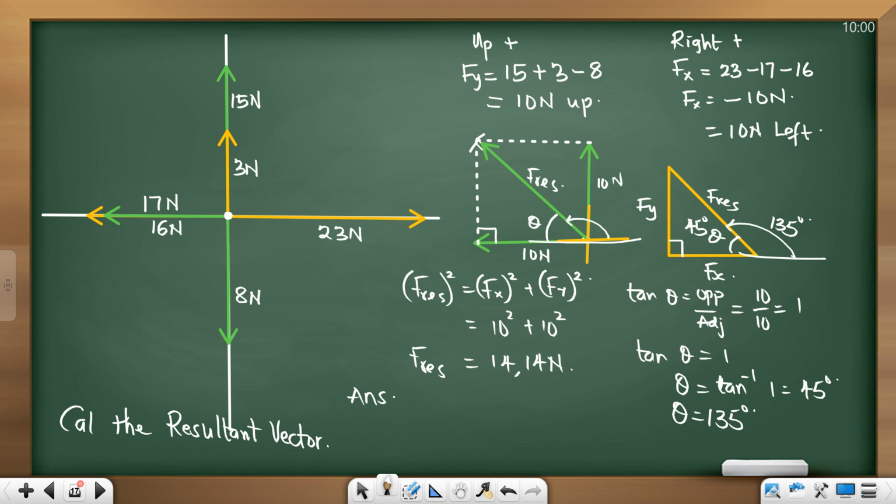And they are all correct. F resultant will be 14.14 newtons. Is that fine? 135 degrees. Somebody who knows physics would know where you are measuring from, that you are measuring from the positive x and you are going anti-clockwise. Does that make sense? Somebody else could do this. They would not be wrong, all right?